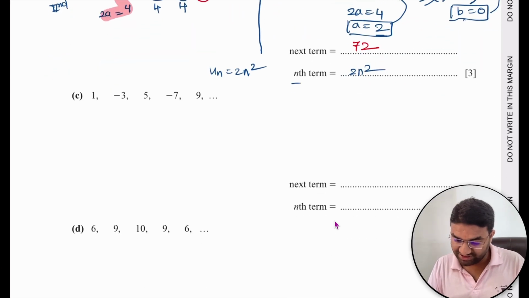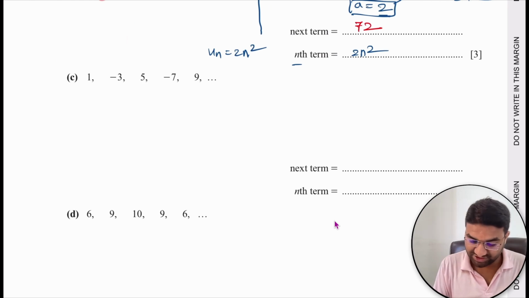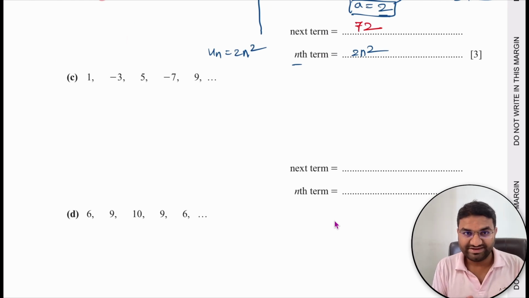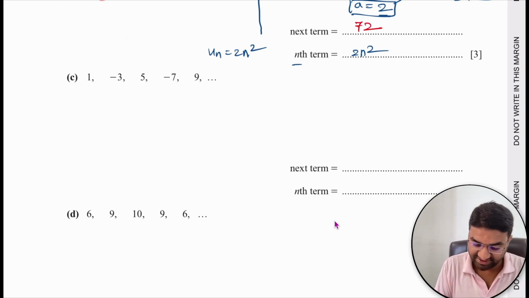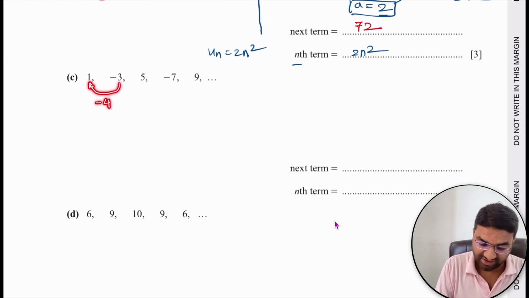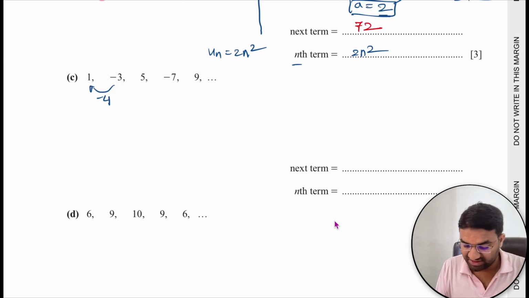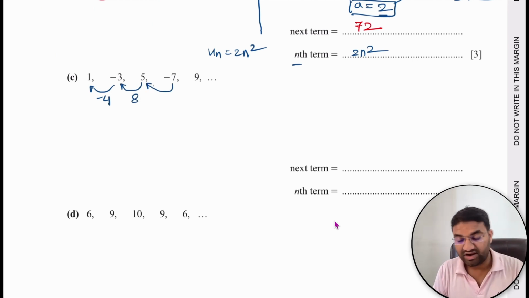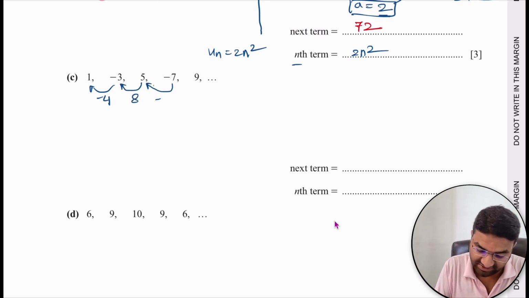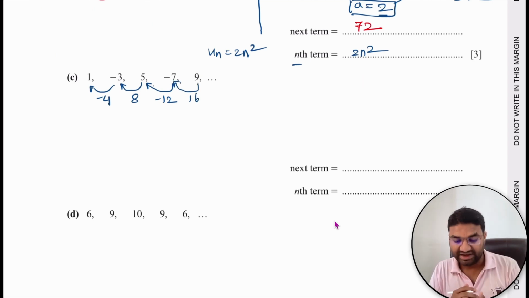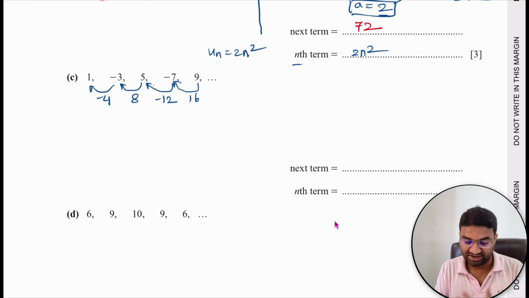Now next part, we'll jump onto the C question. So the C question here, yeah, this one is again interesting. You have to understand this one. So negative 3 minus 1 is negative 4. I will write here negative 4. Then 5 minus 3 is 8. Minus plus. Then 7 minus 5 is minus 12. Fine. And 9 minus 7 is 16. Getting it? So here you are getting alternately positive, negative, and they are in multiples of 4.